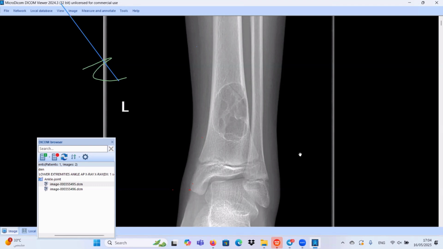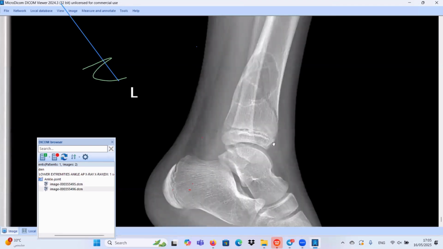So for this lesion, the differentials are an aneurysmal bone cyst, or an enchondroma, but I cannot find any chondroid matrix here. On the lateral view, I can see a pathological fracture extending through the lesion. So I'll immediately convey the finding to the referring physician for orthopedic management, as the patient has developed a pathological fracture.